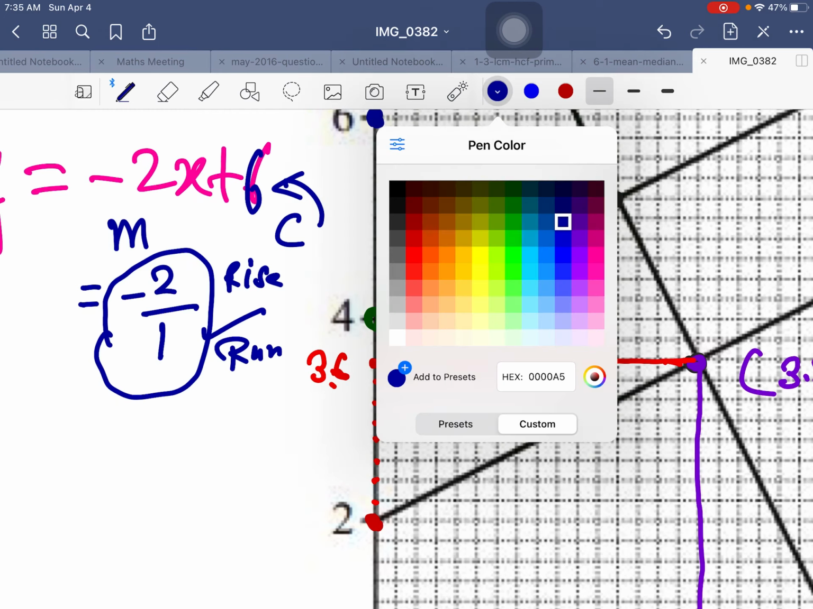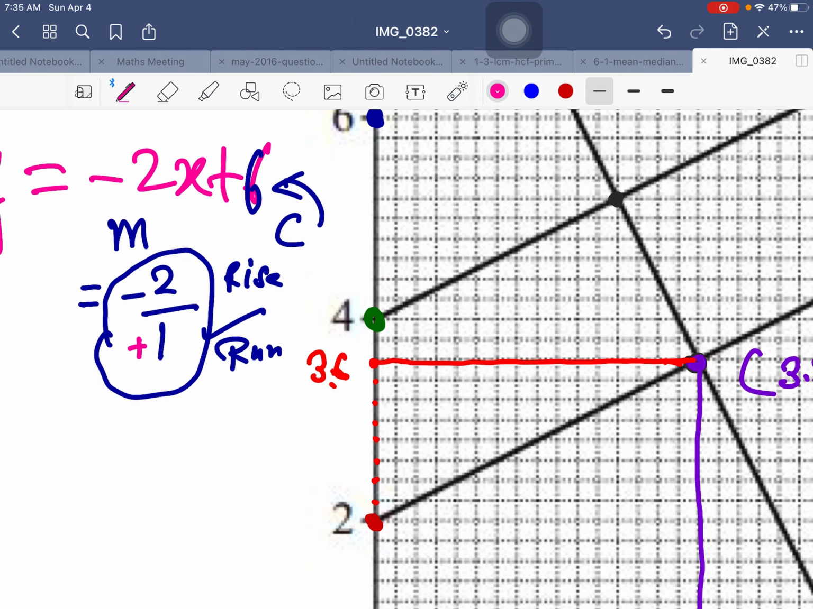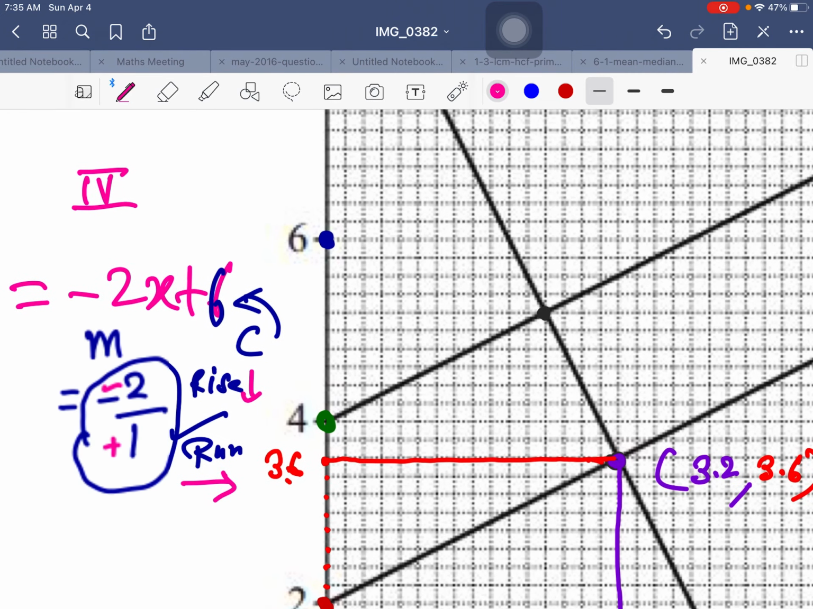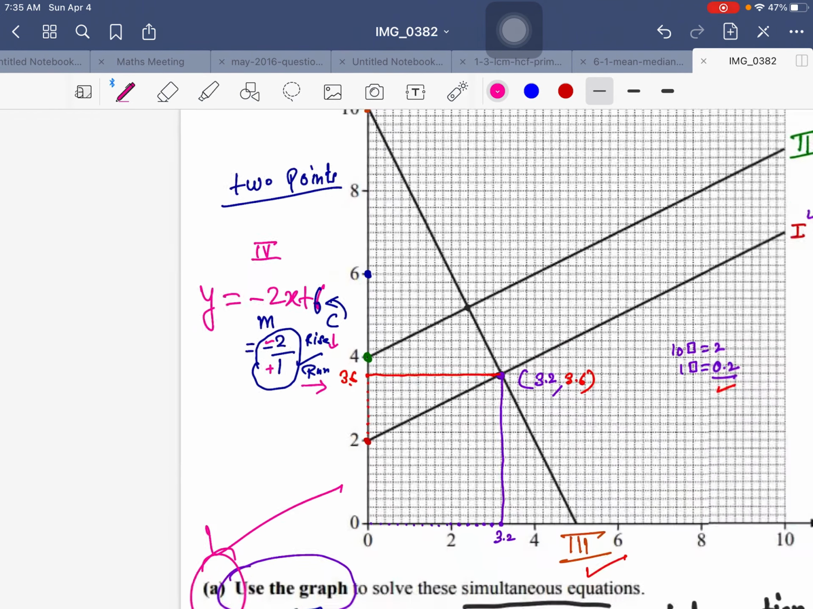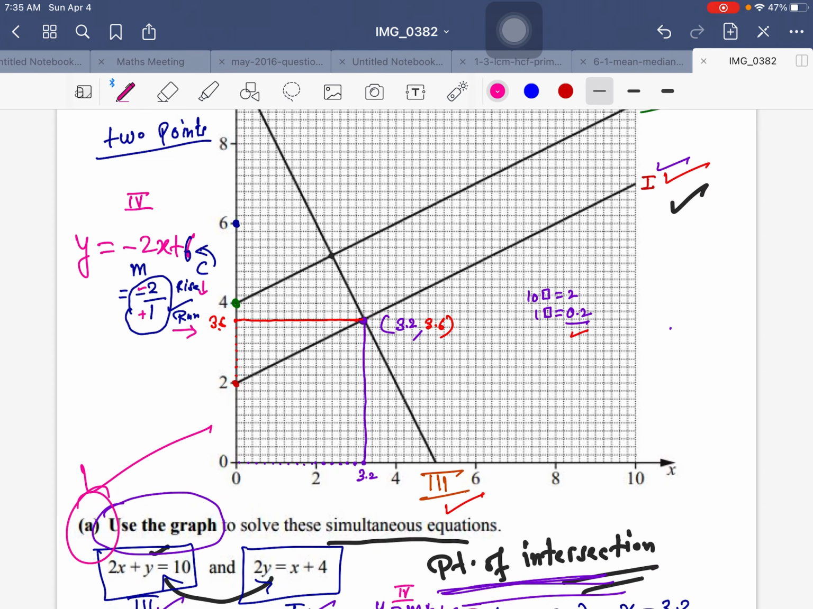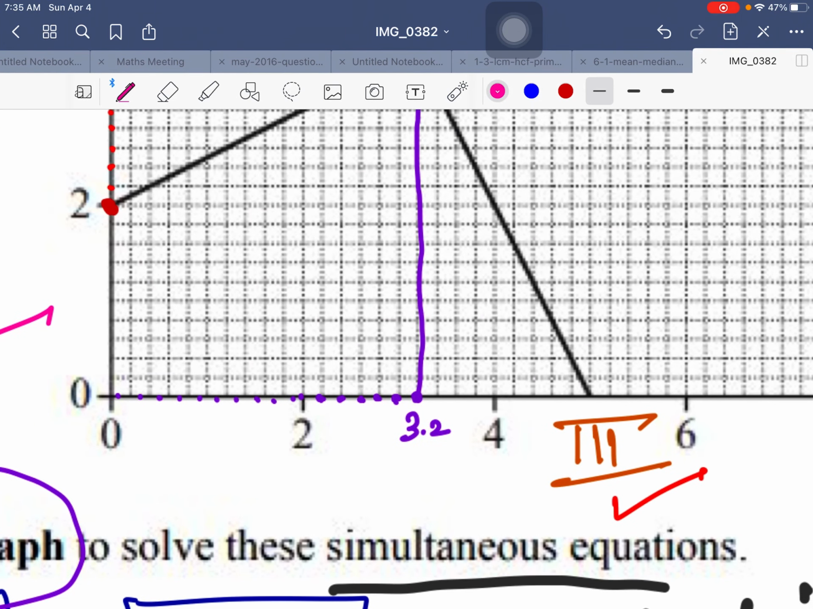Keep it in mind that the run is a positive number here, plus 1. So I will move rightward. And the rise is a negative number here, so I will not move up. I will go vertically down. Okay, so first I will move run 1 unit. So from 6, 1 unit means go halfway. See here, careful. 1, 2, 3, 4, 5. So 1 is somewhere here.